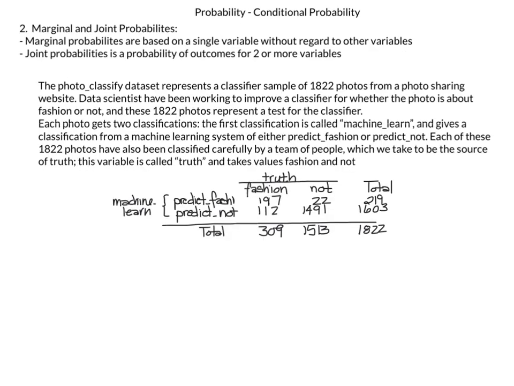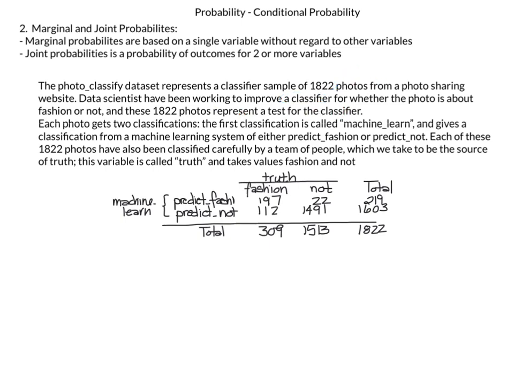Your book gives you this example and uses it extensively in this chapter, so we should become familiar with the ideas. So first, data scientists have been working to improve a classifier. So the classifier is a type of machine learning computer program. So there's this machine learning, we'll just say ML for machine learning. Data scientists have been working to improve a classifier for whether the photo is about fashion or not. And there's 1,822 photos that represent a test for our machine learning.